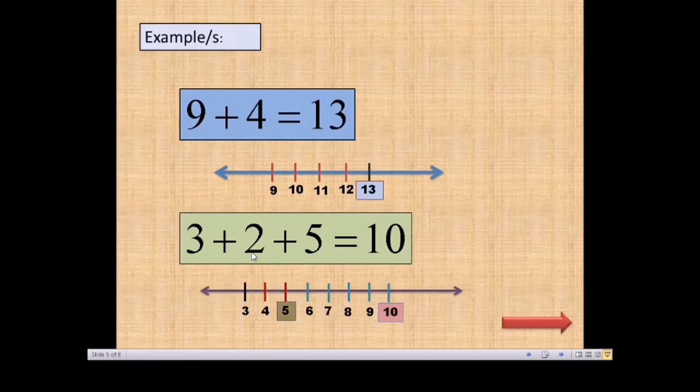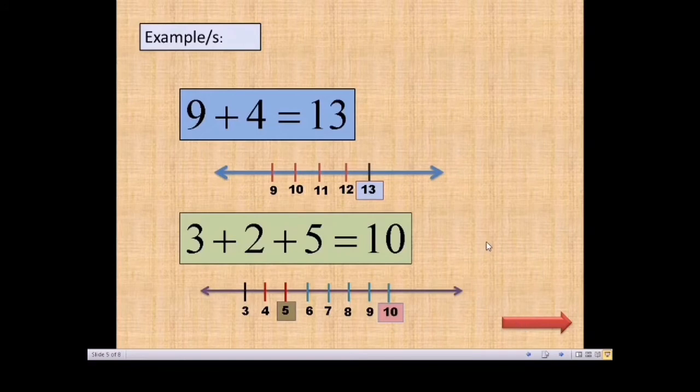from adding 2, we will add again plus 5, or 5 moves to the right. So, 1, 2, 3, 4, 5. We have here 3 plus 2 moves to the right: 3, 4, 5. And another 5 moves to the right because of the plus 5. We have there 6, 7, 8, 9, 10. Therefore, 3 plus 2 plus 5 equals 10 is correct.